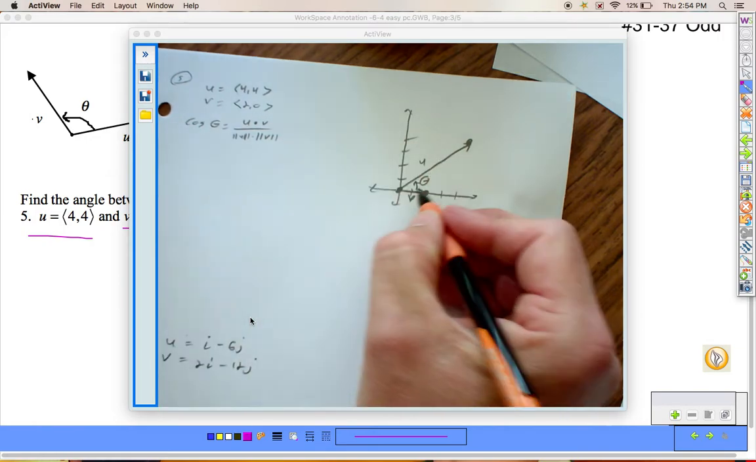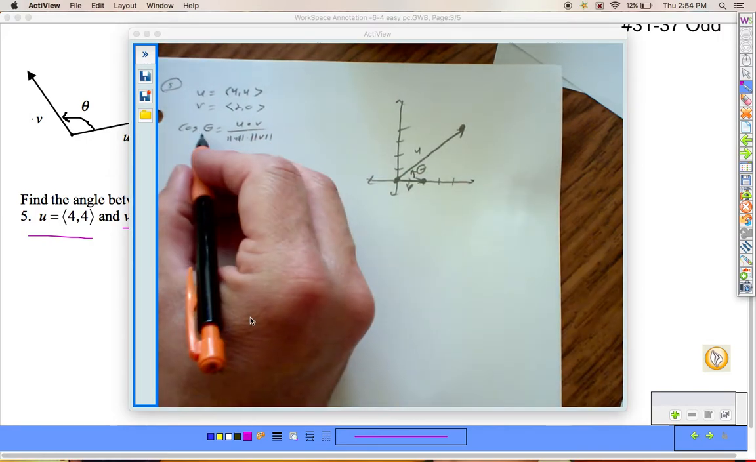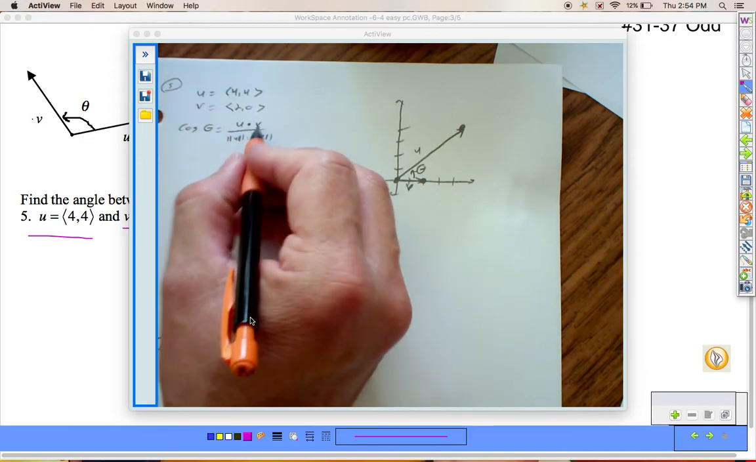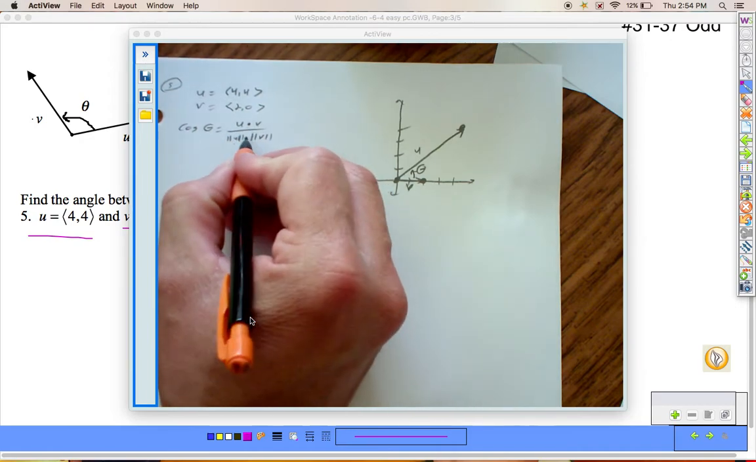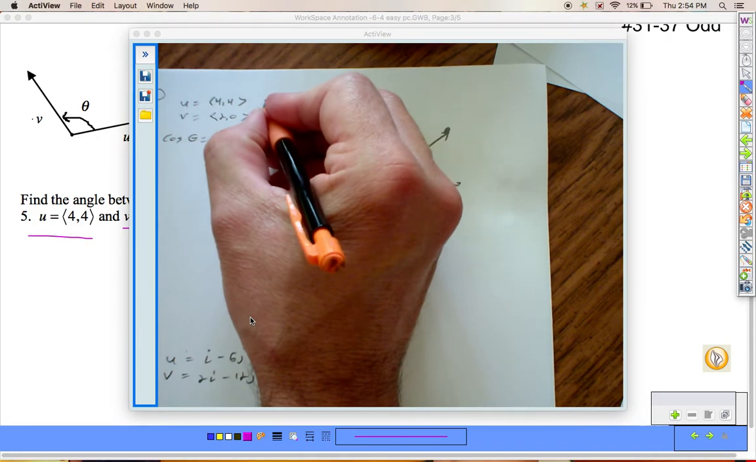It's the angle between the two vectors. So the cosine of theta is going to be u dot v divided by the magnitude of u times the magnitude of v.